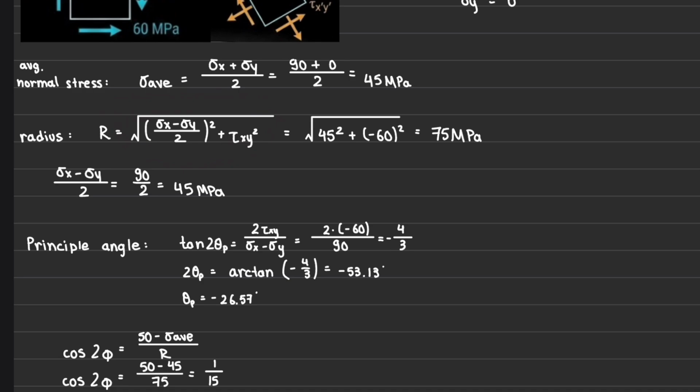Next, we calculate the radius value, R, which is given by this equation over here. We use this specific equation because R represents the absolute maximum variation or amplitude of our stress state. It tells us the maximum possible swing of our normal stress above and below that 45 megapascal average. So we plug in what we know, and we get 75 megapascals.